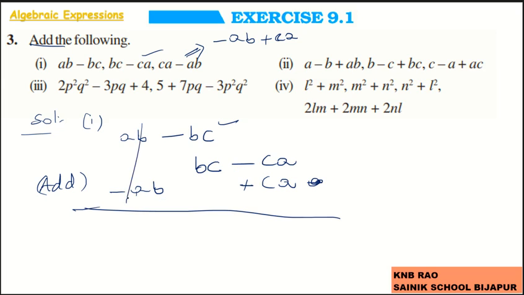AB minus AB get cancelled, so nothing comes here. Minus BC plus BC get cancelled, nothing comes here. Minus CA and plus CA get cancelled, so nothing comes here. So, 0 is the answer. When we add these binomials in question 1, we get the sum as 0.